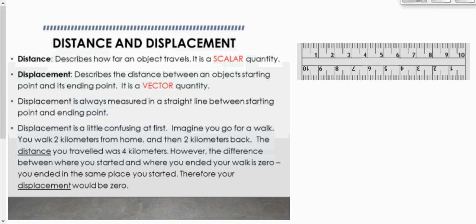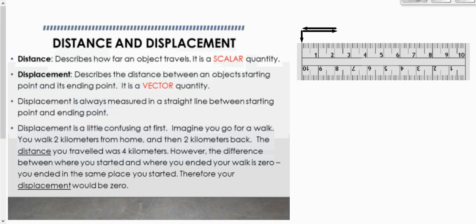Displacement can be a little confusing at first. Imagine you go for a walk and you walk 2 kilometers from home. Let's mark our location of home as being right here at 0. If I'd walked 2 kilometers, I've walked 2 kilometers away in this direction. If I now turn around and walk 2 kilometers back, I've walked 2 plus 2, or 4 kilometers, but I've ended up back where I started. My displacement is 0.